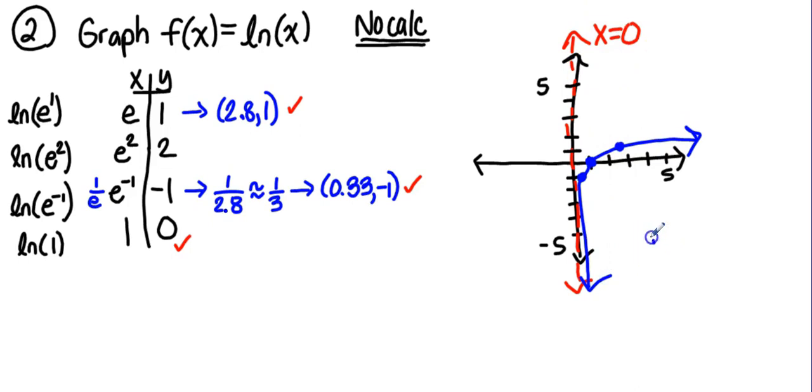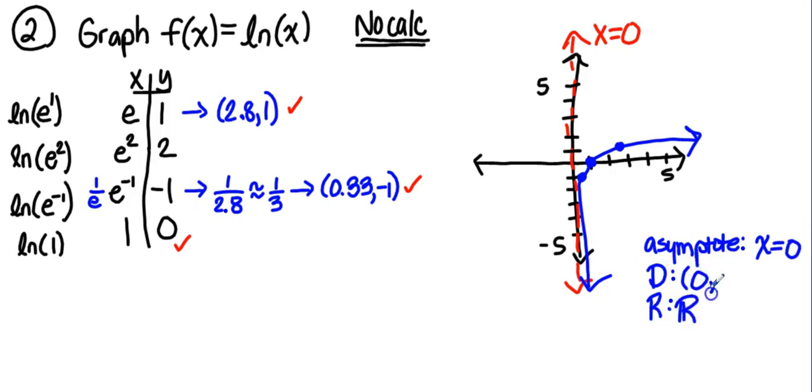Let's discuss the asymptote, domain, and range. Try those on your own for a second. Go for it. What's the asymptote? And what's the domain and range? My asymptote, as we discussed, is at 0. The range is all real numbers. My domain, 0 to infinity. So my vertical asymptote is what affects the domain.